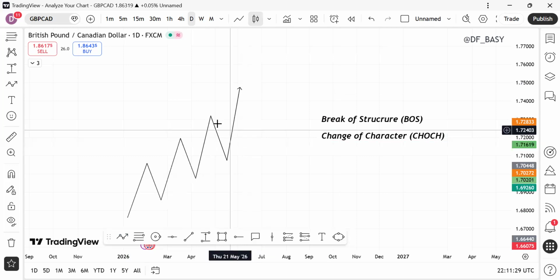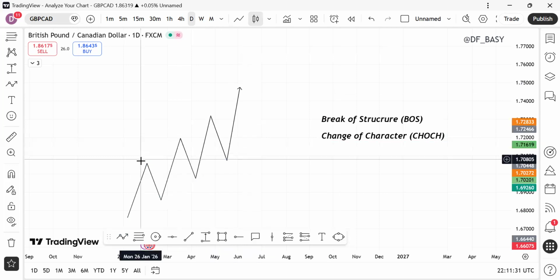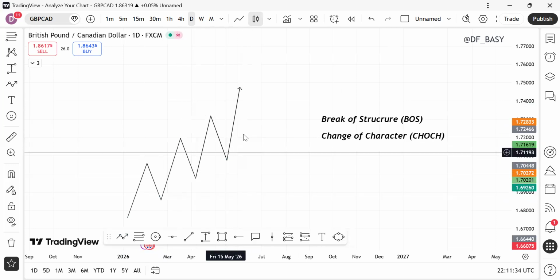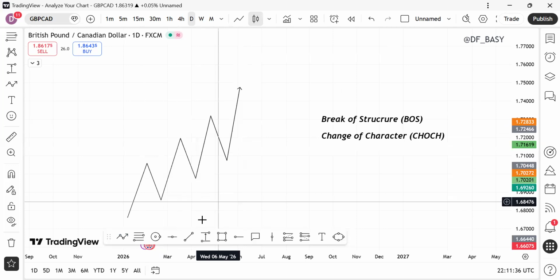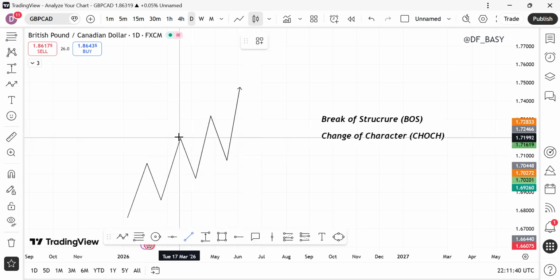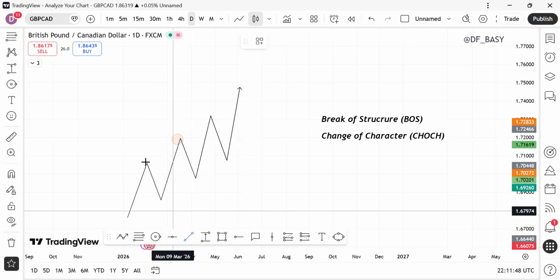So now once market creates higher highs, higher lows, higher highs, higher lows, higher highs, higher lows, what does market do? Basically, it breaks structure. So now for you to create this new higher high over here, we need to create this new higher high over here, where market needs to break structure.